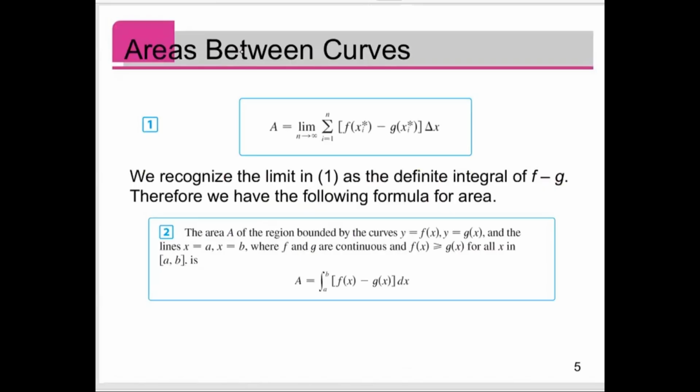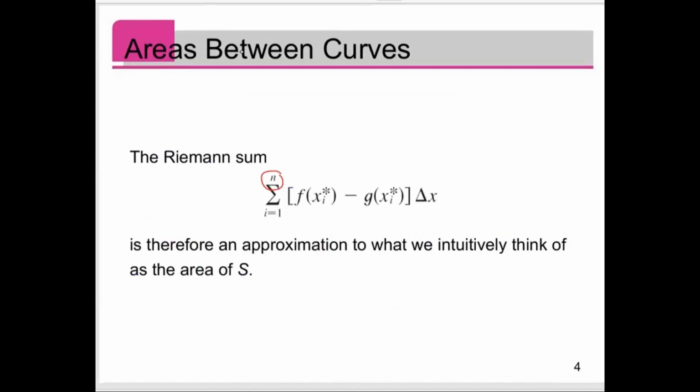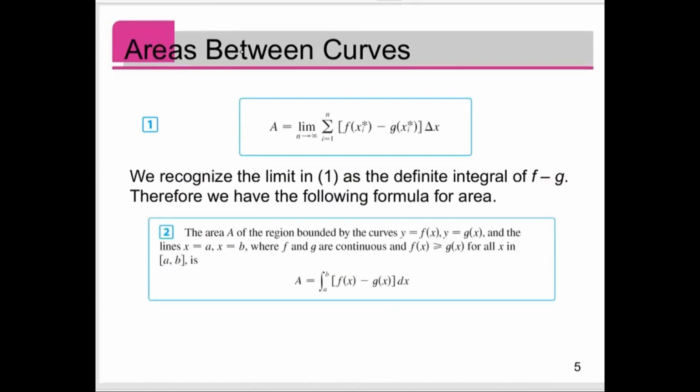Now we are adding one more term from the previous slide, that is we take the limit, meaning that we are going to get the exact value. And of course this can be extended to the concept of definite integral that we talked about previously. This is similar to the Riemann sum definition that we have learned previously, and we extend the idea to the definite integral of f minus g, and that brings us to this formula 2.